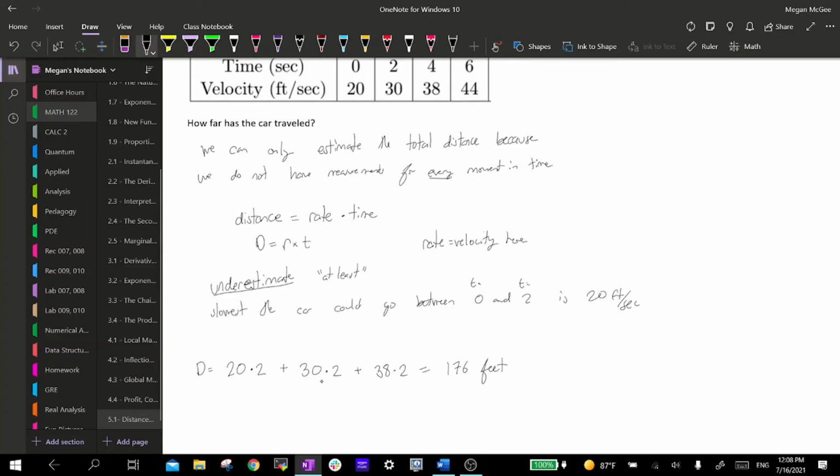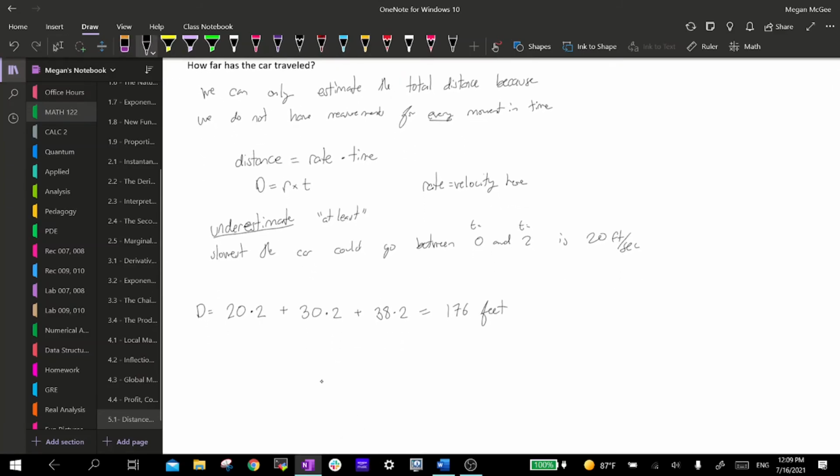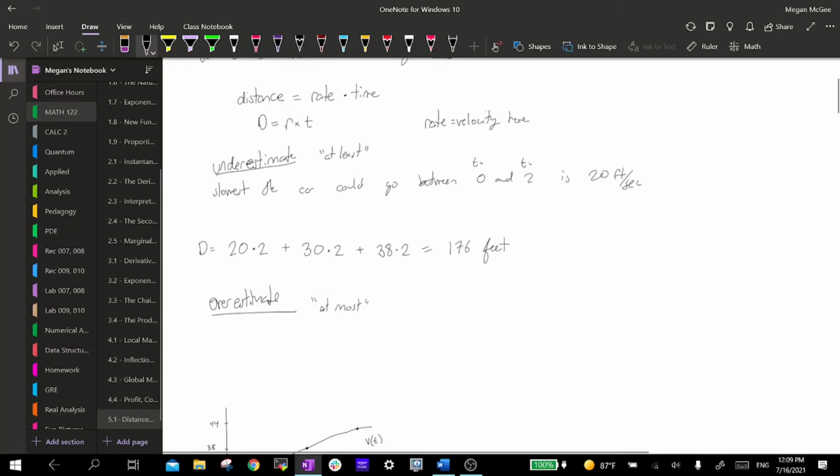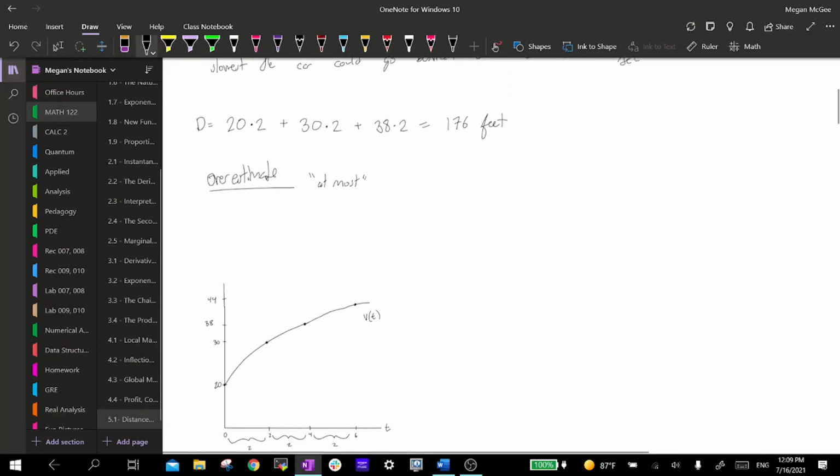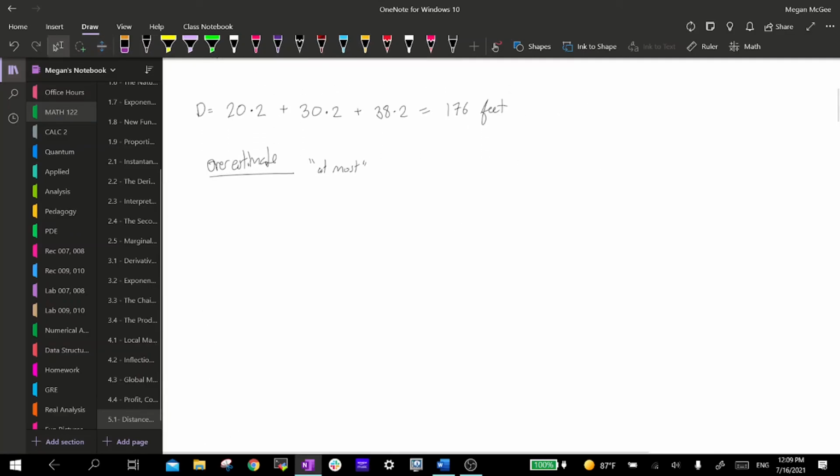Alright. This is an underestimate, again, because we said the car was going at least some speed. Now let's switch it around and let's do an overestimate. Alright, so now we want to think the car is going at most what speed in a certain time interval. Okay? So, that graph came up way too soon. We'll look at that in a little bit.